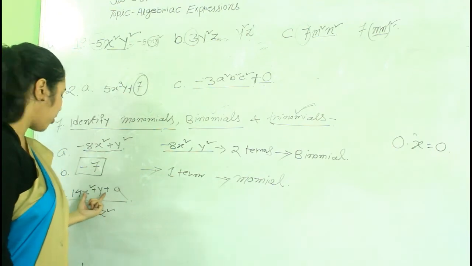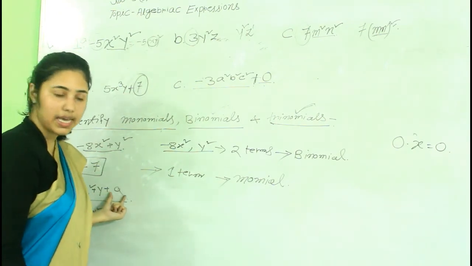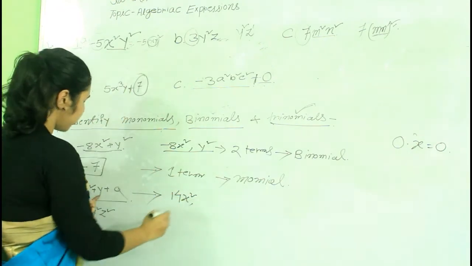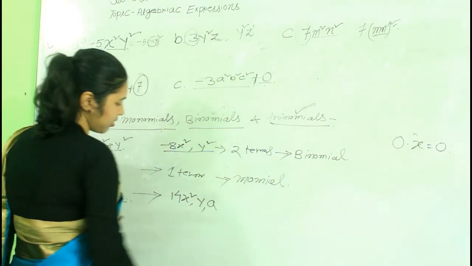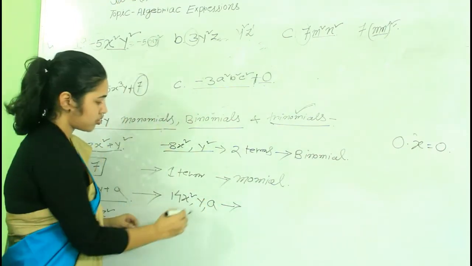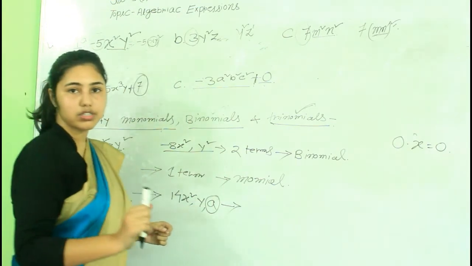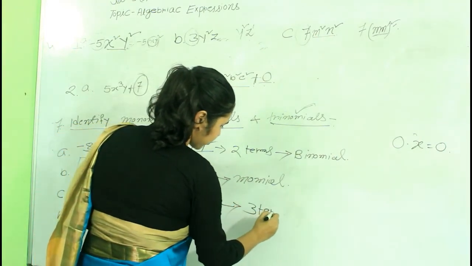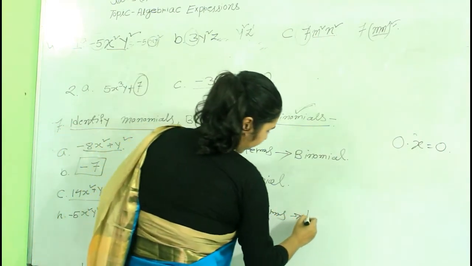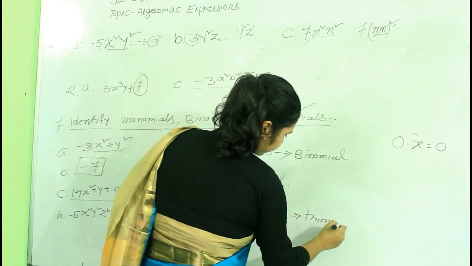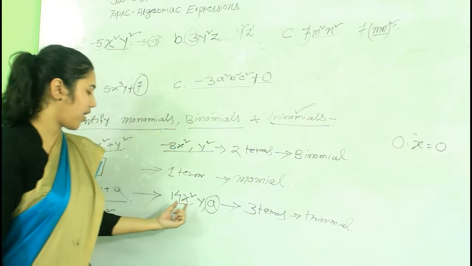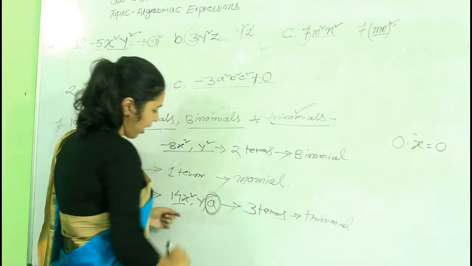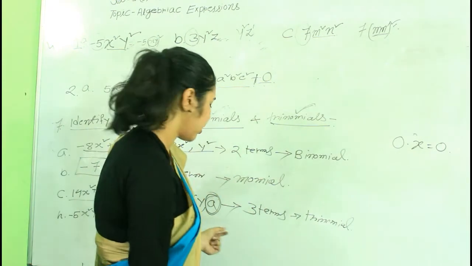In this term, 14x square plus y plus a. So here the first term is 14x square, next y, and then a. Here a is our constant part. Okay? Which means here we have three terms, so you can call it a trinomial, if the variables are x and y and we assume a as our constant term.